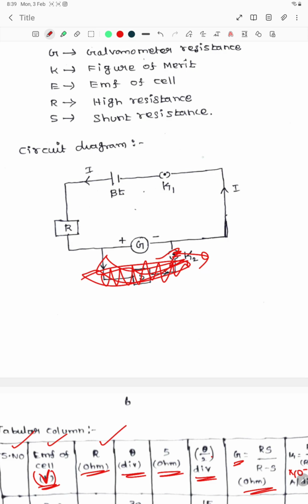In the main circuit, there is a known resistance R and the galvanometer resistance, capital G. This is where you get that R plus G from: the total resistance in series. Then when you connect the key K2, this portion of the circuit also gets connected with the galvanometer in parallel. This is the shunt resistance.